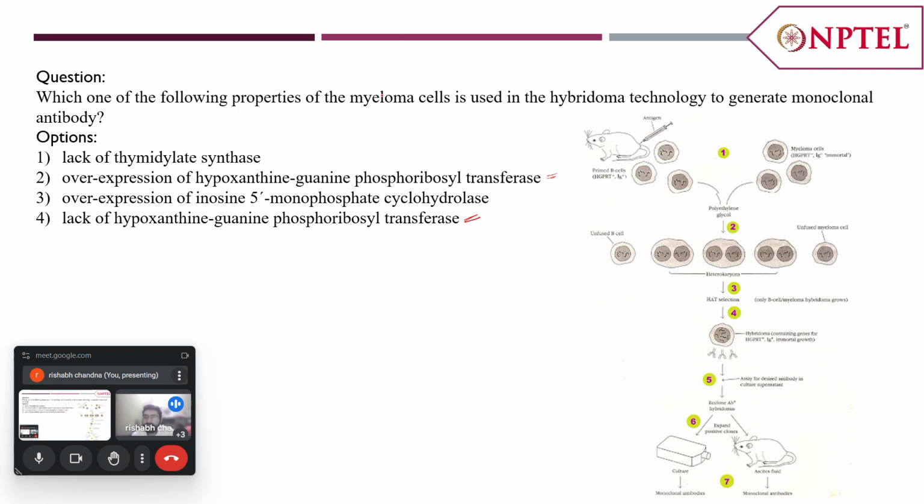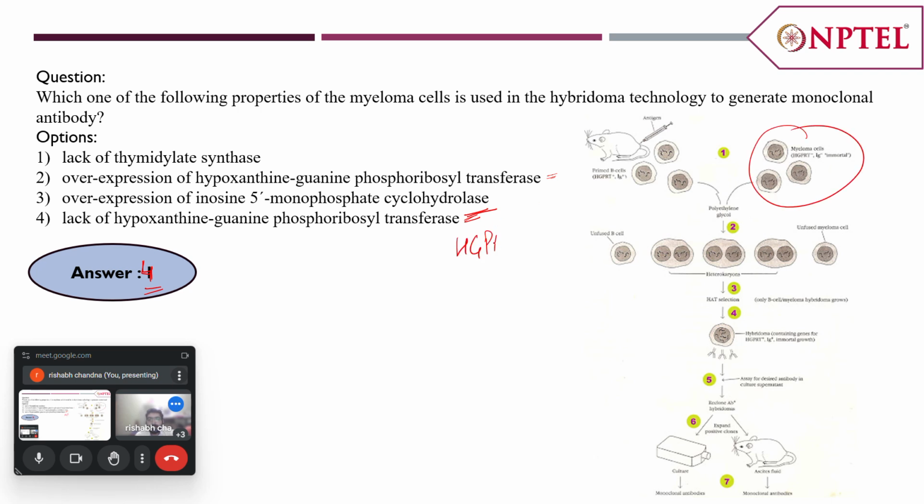Okay. So in this case, the correct answer is option number 4. Sorry, this would be 4. Okay, because the myeloma cells that we are using do not have HGPRT. So that blocks their salvage pathway for DNA synthesis. Okay, and we are blocking this thymidine kinase using aminopterin that blocks the de novo pathway.